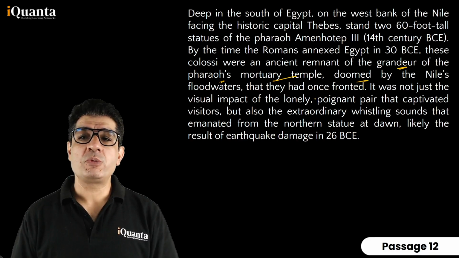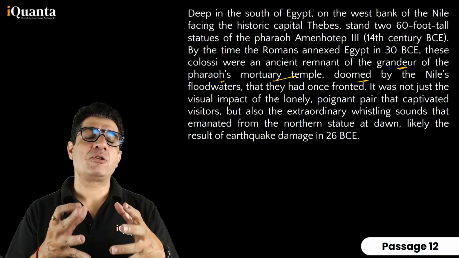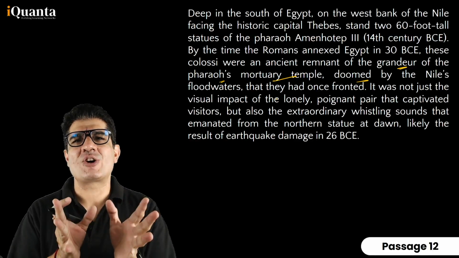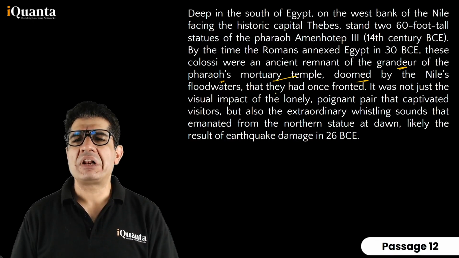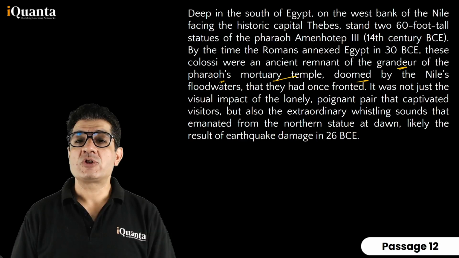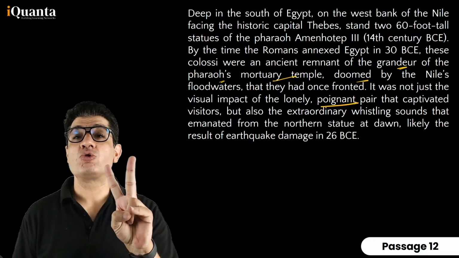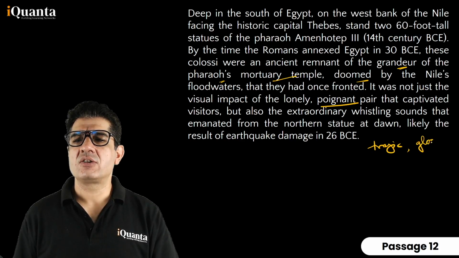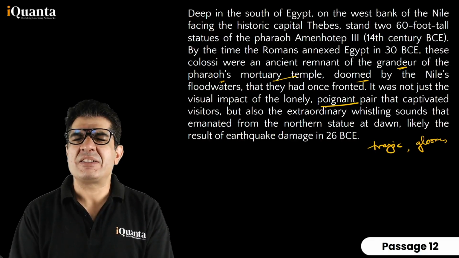The temple was doomed by the Nile's floodwaters that they had once fronted. So the temple must have been located on the banks of the Nile, but when the flood comes, it obviously does not really stop. It does not see a temple and stop. It just went in, and that led to the destruction or a large-scale destroying of the temple. So it was not just the visual impact of the lonely, poignant pair. So this poignant pair is those two colossi, larger than life statues. Poignant essentially means tragic. So here in this case, tragic, gloomy, sad looking. So you look at them and it makes you tear up.